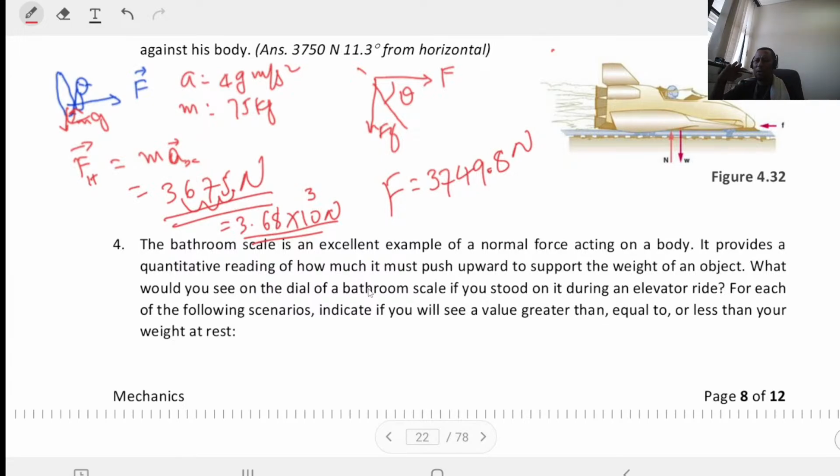Therefore, we're talking about the bathroom scale. Simple one. You put it there, you jump on it, and then you know your weight. It provides a quantitative reading of how much it must push upward to support your weight. Think of it as having a spring inside with a certain spring constant, and then you stand on it. When you stand on it, one leg here, the other leg here, it compresses. When you compress it down, it must push you up to keep you level. Then it provides a quantitative reading of how much it pushes you upward to support your weight.